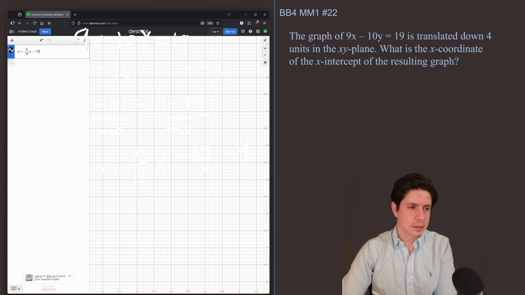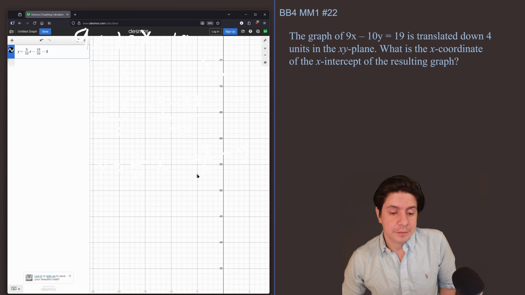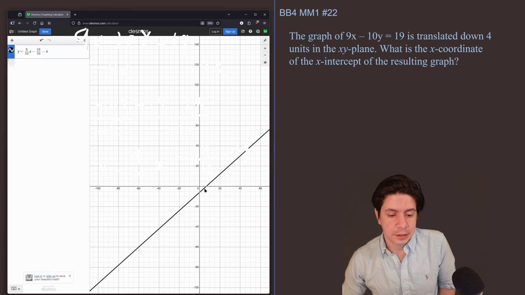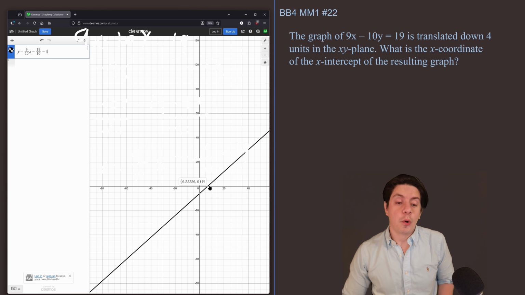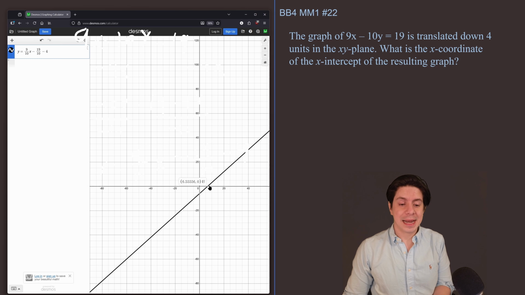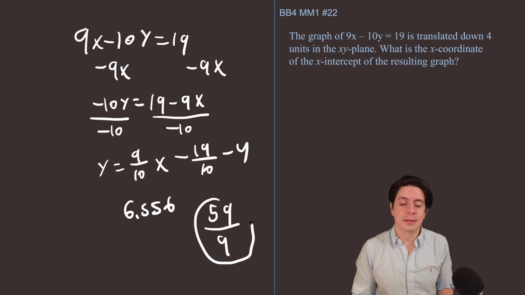X minus 19 over 10 minus 4. And now let's see what we have. Okay, there it is. We're looking for the x-coordinate value, so it's going to become 6.5556 or 59 over 9. So you could do 6.556, or I would do 59 over 9. And that, ladies and gentlemen, is all there is.